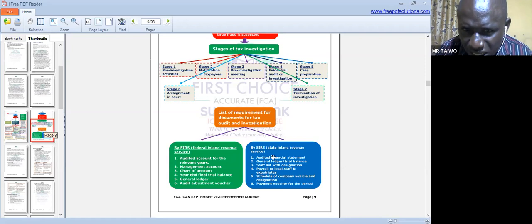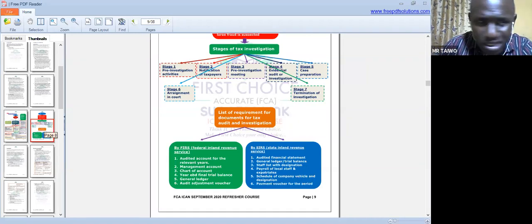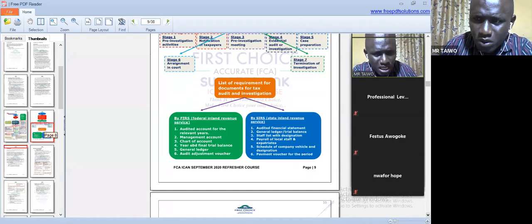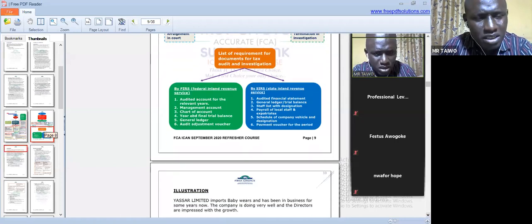But if it is SIRS, State Inland Revenue Service, audited financial statements, general ledger or trial balance, staff list with designation, payroll of local staff and expatriates, schedule of company vehicles and designation, payment voucher for the period. All these are the documents that the tax authority, SIRS, will require from you. So what you just need to do is to identify them. I hope you're getting me.